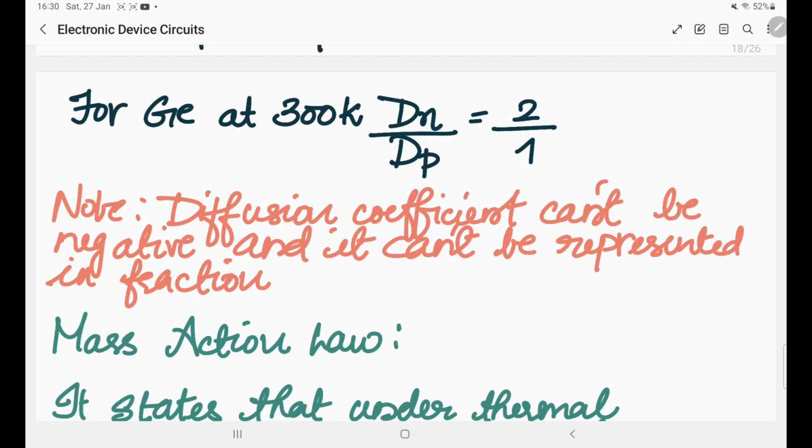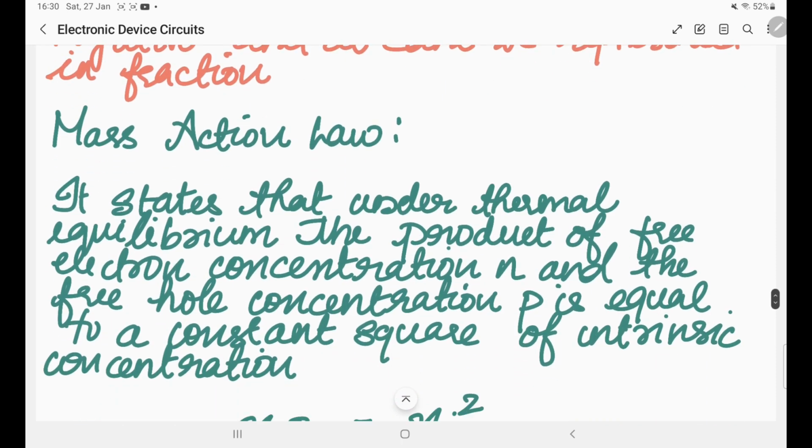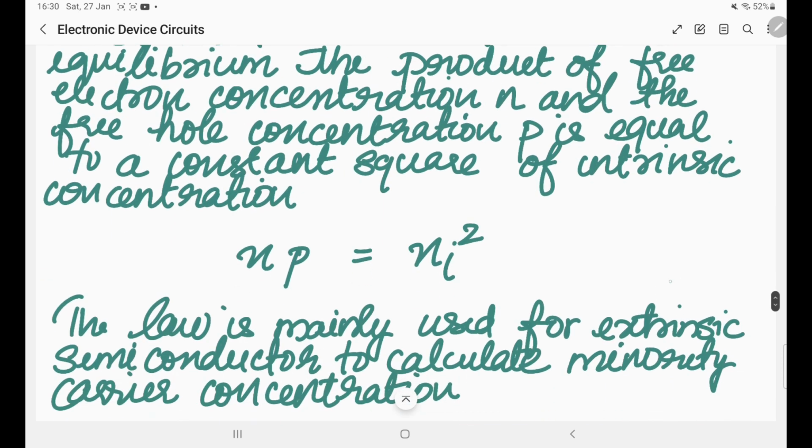Okay, now we are coming to the most important section, that is the mass action law. It is a very important law which is used in semiconductor physics. So what is the mass action law? It states that under thermal equilibrium, the product of the free electron concentration n and the free hole concentration p is equal to a constant, the square of the intrinsic carrier concentration.